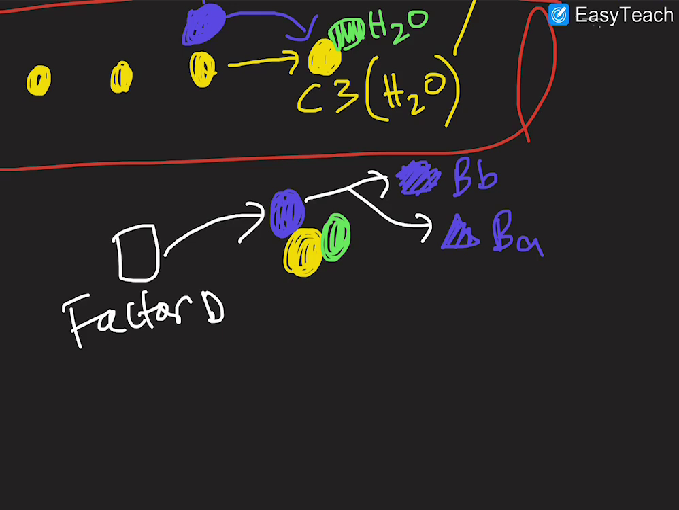Now we don't care about Ba. What we should focus on is Bb, because that's going to be the protein that's attached to the hydrolyzed C3. So now we're going to have our C3 that's hydrolyzed. Let's go and draw the water, and then we're going to have Bb attached, which we drew as a square.